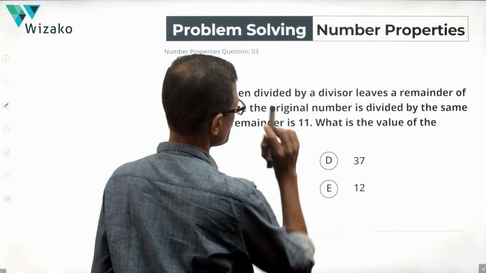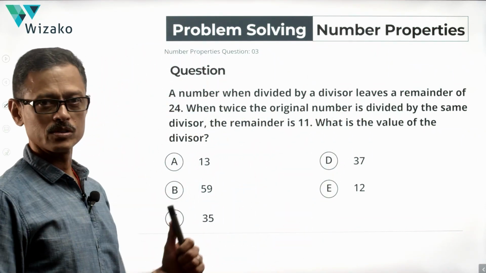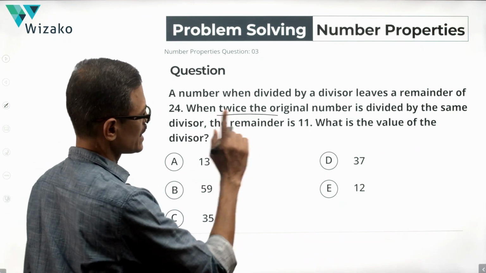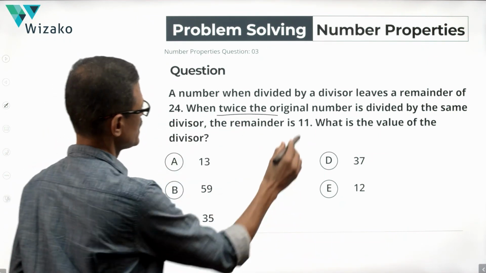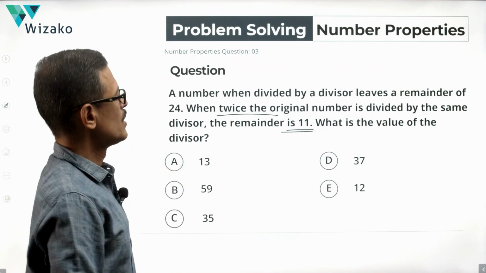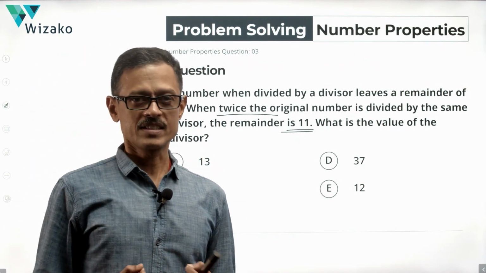A number when divided by a divisor leaves a remainder of 24. Good. When twice the original number is divided by the same divisor, the remainder is just 11. What is the value of the divisor is what this question is.